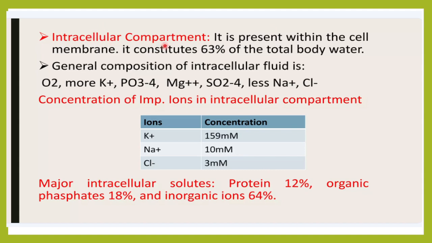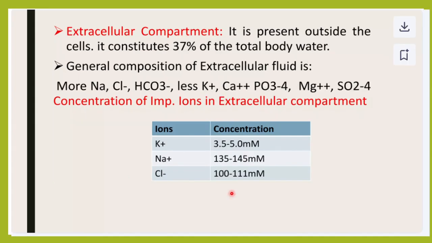So intracellular compartment, I have told you, it is present within the cell and it constitutes about 63% of the total body water. So the general composition of intracellular fluid is, it has potassium, which is high concentration, you will see here, the proteins, the phosphates. So that is more in the intracellular compartment. Whereas extracellular, I have told you, which is present outside the cell, and it is around 37%, and it contains more of sodium, chloride, magnesium, etc.